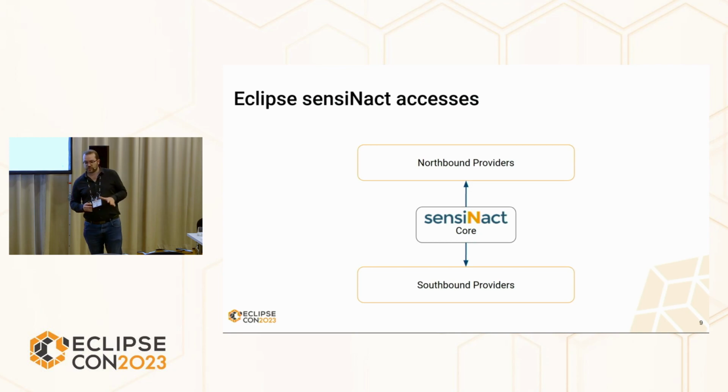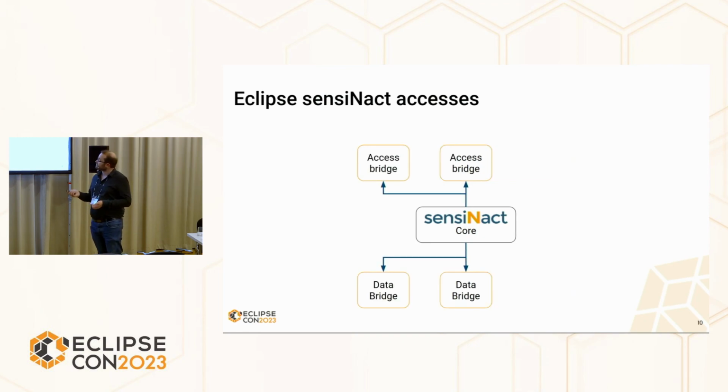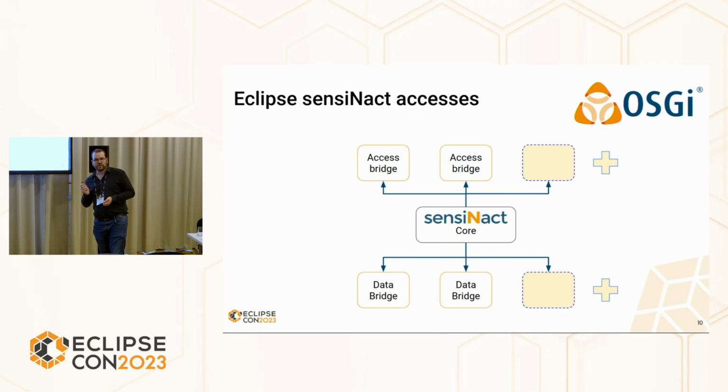Like I said, SensiNact works with a set of providers. So we have the northbound providers where people access the data from inside SensiNact, and the southbound providers is how SensiNact accesses data from the outside world. At first, we have a set of bridges, like we call them, but we are working with OSGi, which allows us to extend the number of bridges, even at runtime, and even to update them independently at runtime, which is really important for a city to be able to fix some bugs while the rest of the data keeps coming in.